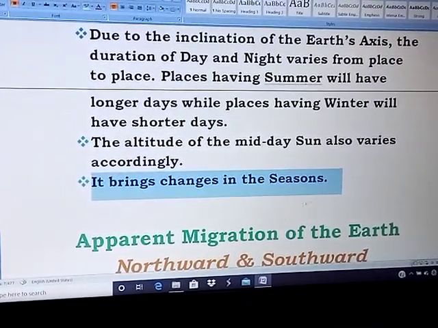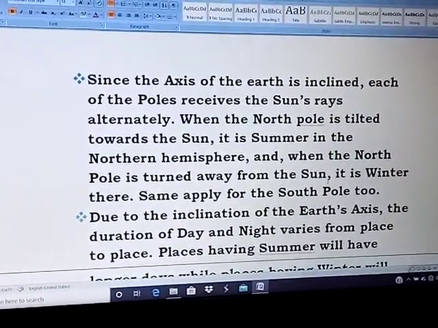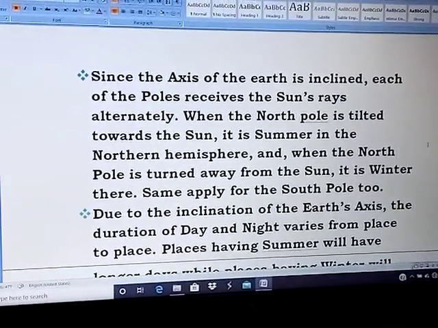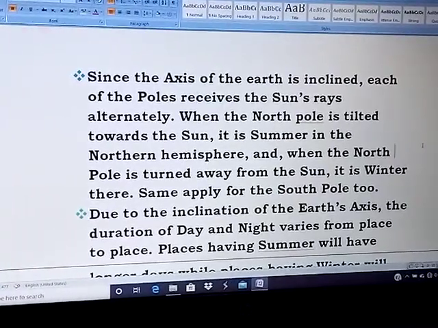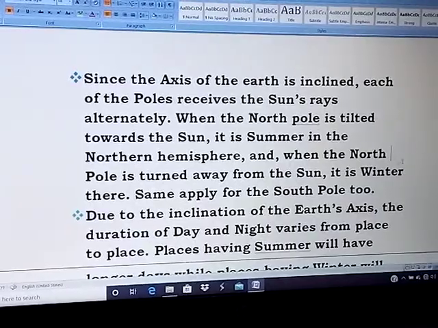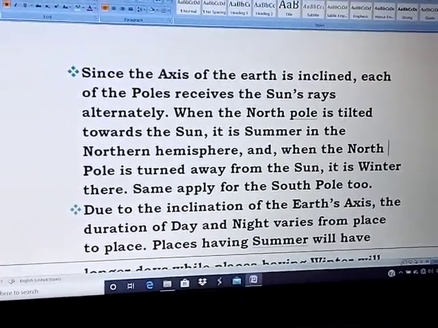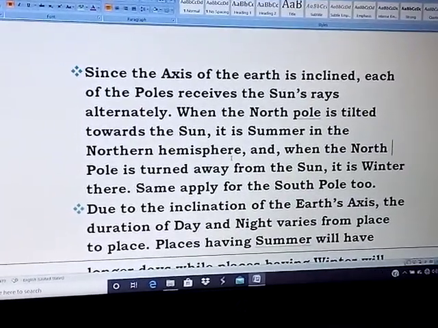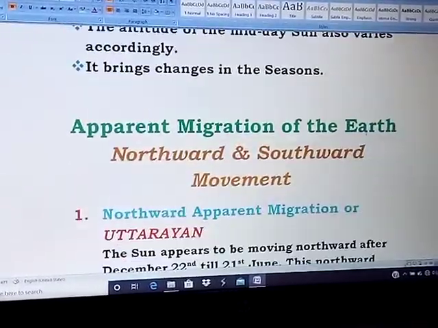If the earth's axis was not tilted or inclined, obviously it would have been the same season throughout the world. If it is summer, the whole world will have summer. If it is winter, the whole earth would have had winter. But it is not so, because the revolution is also very much influenced by the inclination of the earth's axis.